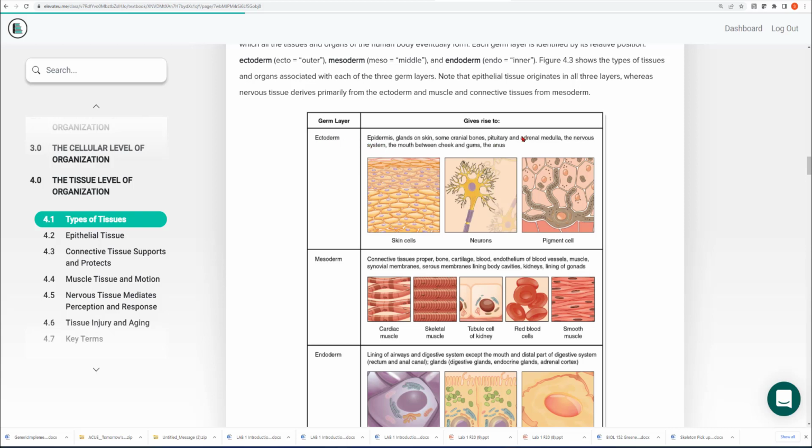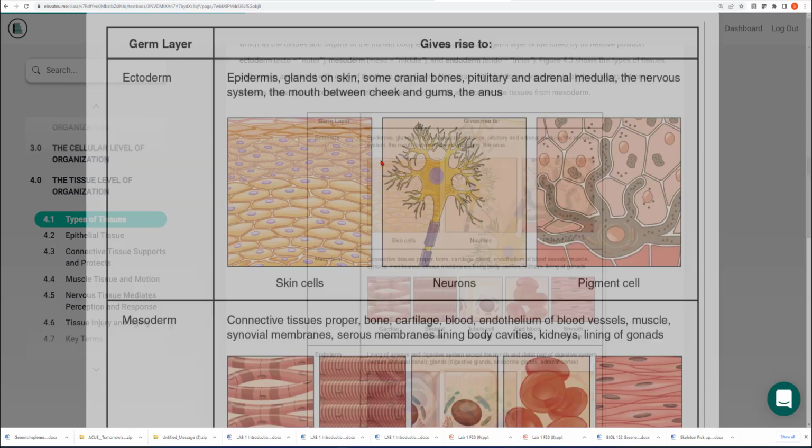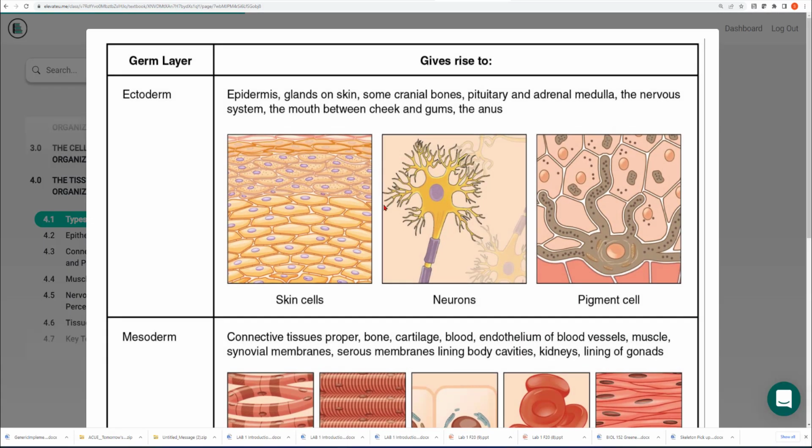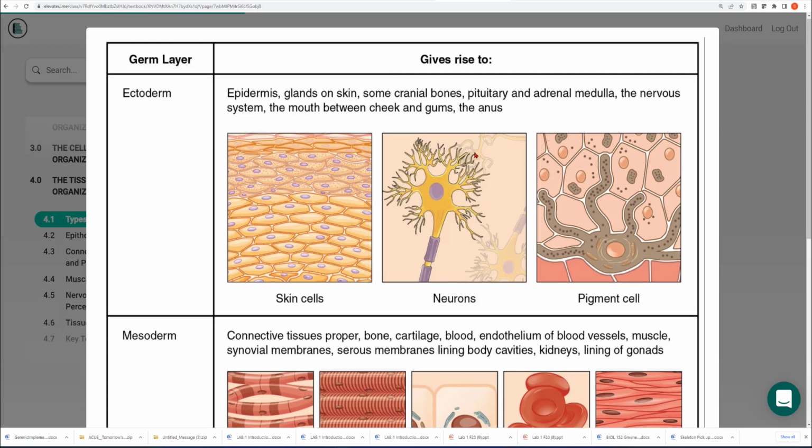Now notice there are a number of other things that are listed here that come from the ectoderm. But what I want you to know is that the ectoderm forms the outer layer of your skin called the epidermis and goes on to form the nervous system. So that is your neurons, your spinal cord, and your brain. The other things are really cool, but they're not something I'm going to ask you to know.